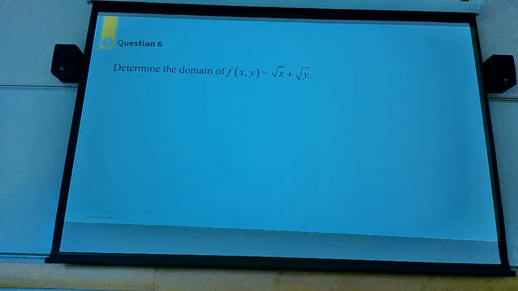Domain. Right, so domain of a multivariate function, set of ordered pairs, right? So it has to be ordered pairs in R2, both x and y to be real numbers. Then all of your rules apply. So what do we know about square roots? Can't be negative. What can't be negative? The variables.